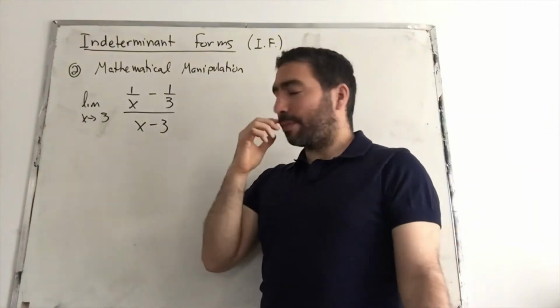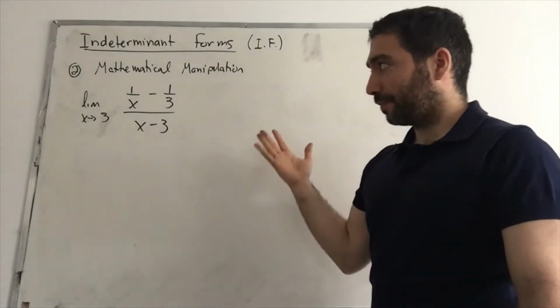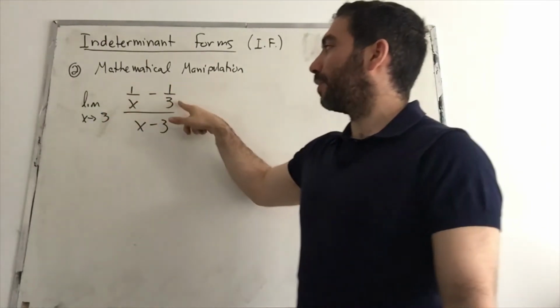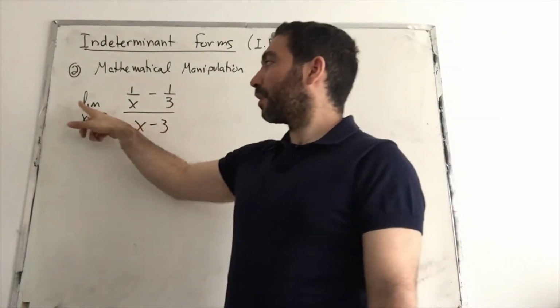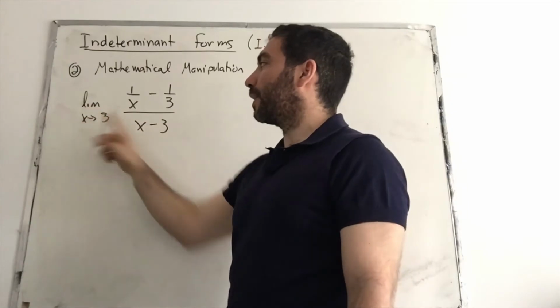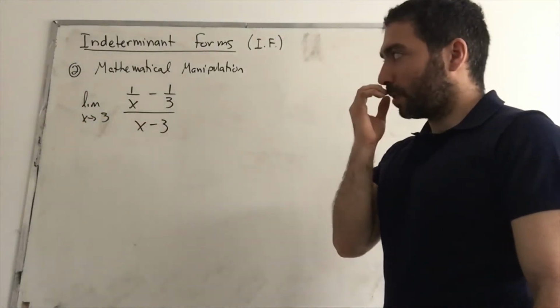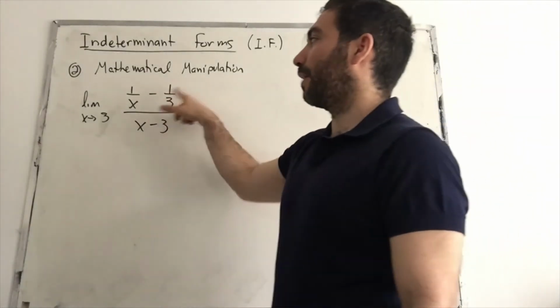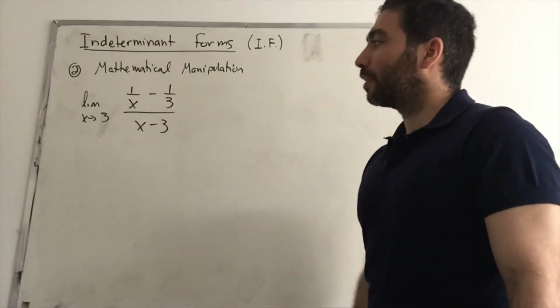In the previous example, we had a rational function, but now what we have is 1 over x minus 1/3 over x minus 3. Sorry, x minus 3. And we're taking the limit as x tends to 3. So once again, we don't have a rational expression, not necessarily. It's not in the form yet. We have to manipulate it to get it in the form.